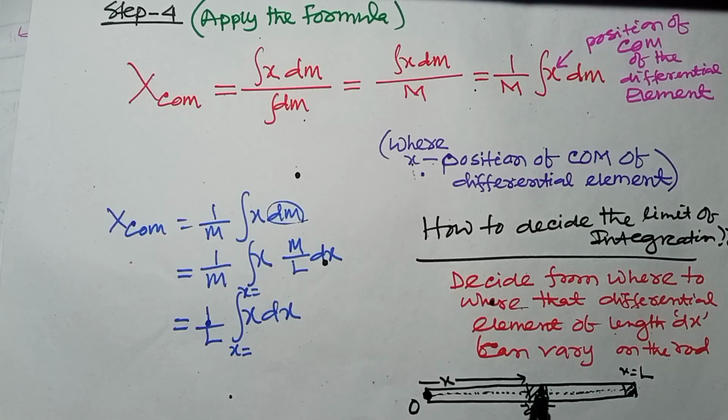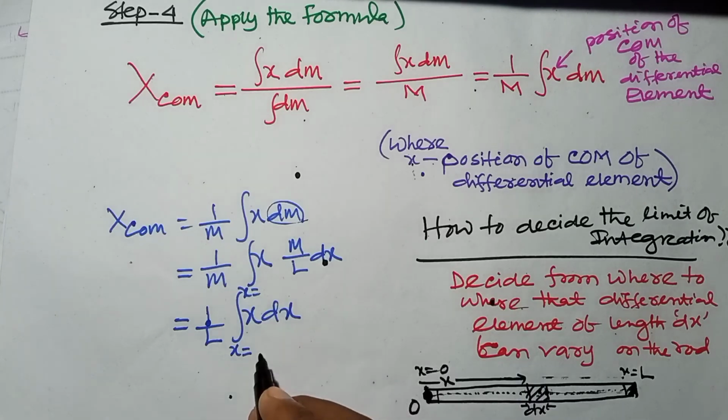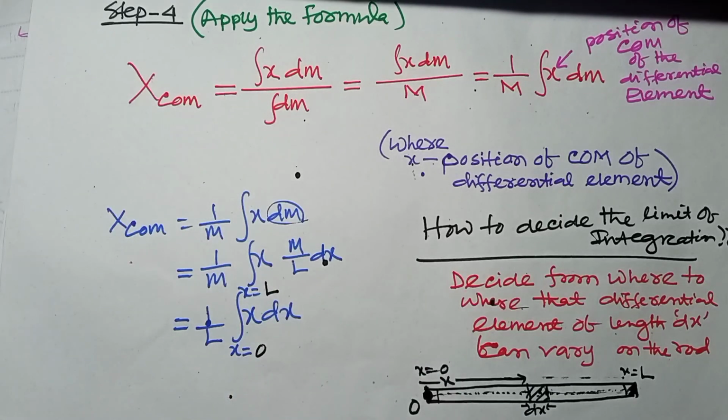When this differential element is at this end, the value of x will reduce to 0. Similarly this differential element can go up to the other end. When this element is at this position, the value of x will be L. So the limit of this integration will vary from 0 to L, since this differential element can vary from this position to this position over the rod. After integrating this, we will get the value to be L by 2.